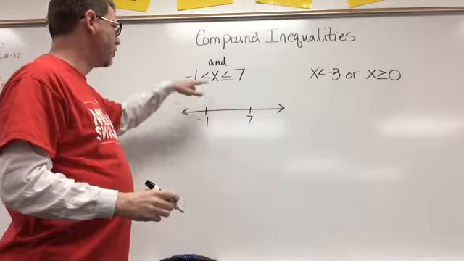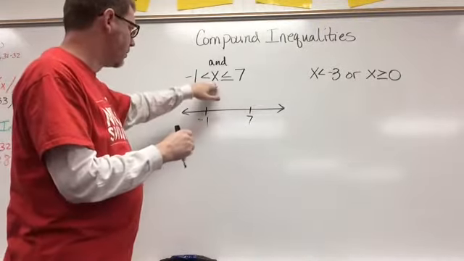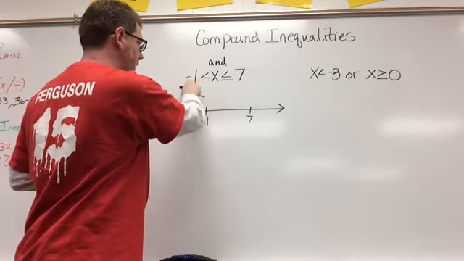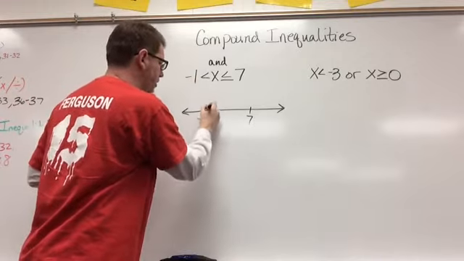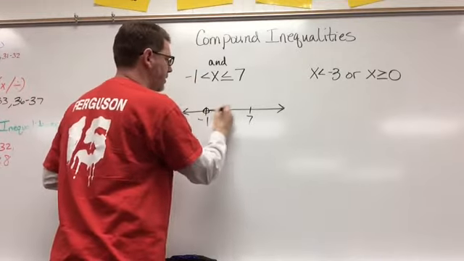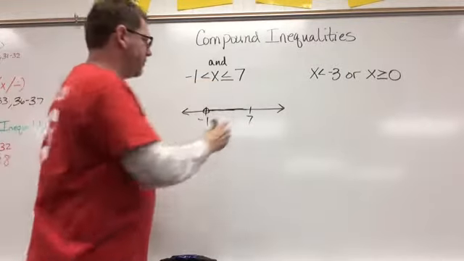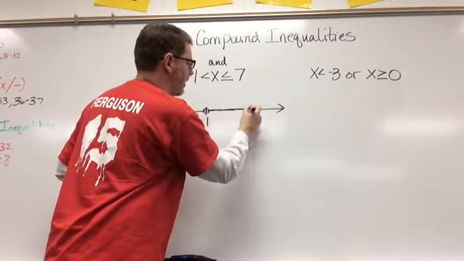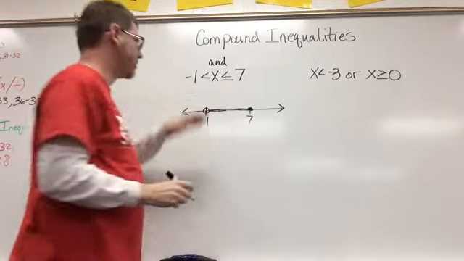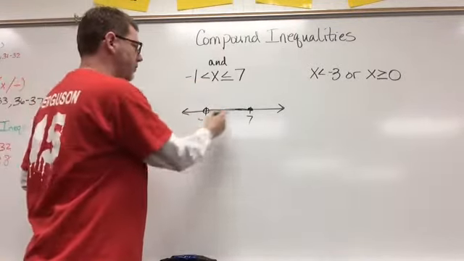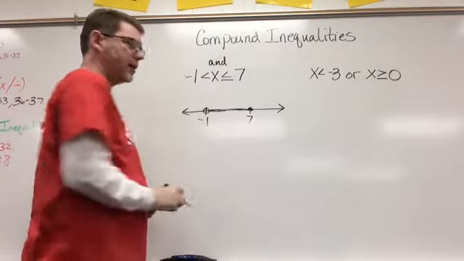I know that if I start in the middle and I talk about my -1, x is greater than -1. So I'm going to do an open dot, and I'm going to draw this way. But it's less than or equal to 7, so this is going to be a closed dot, and I'm going to stop at 7. And that is the graph of this inequality. -1 to 7, open dot, closed dot.